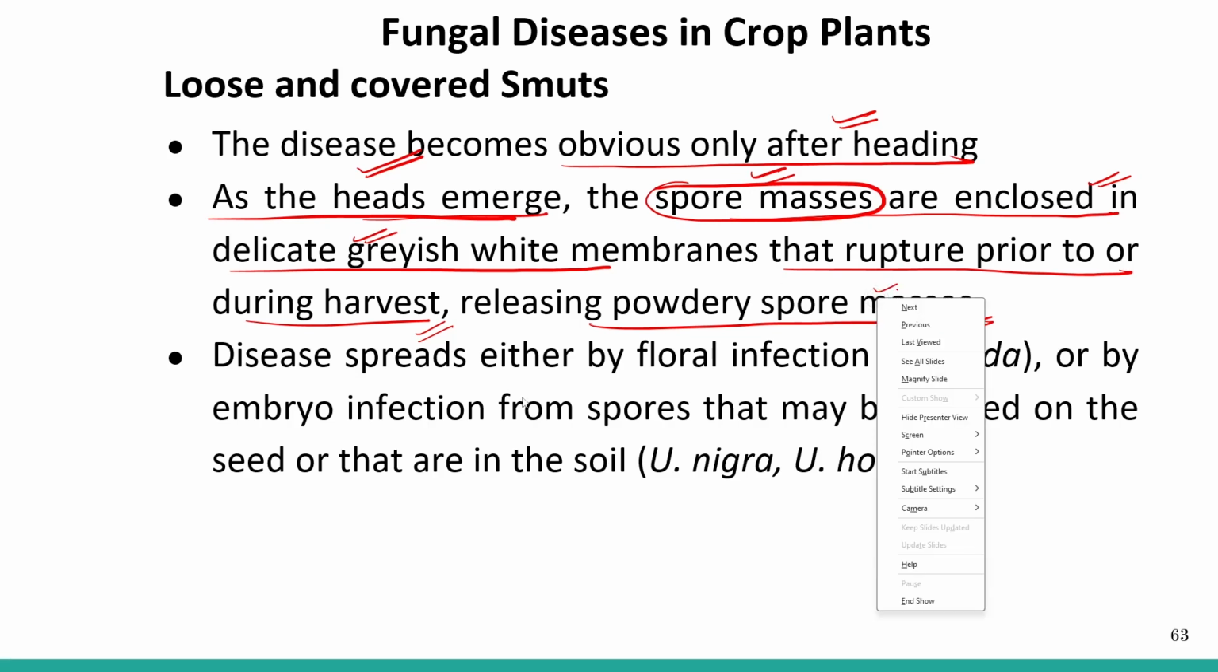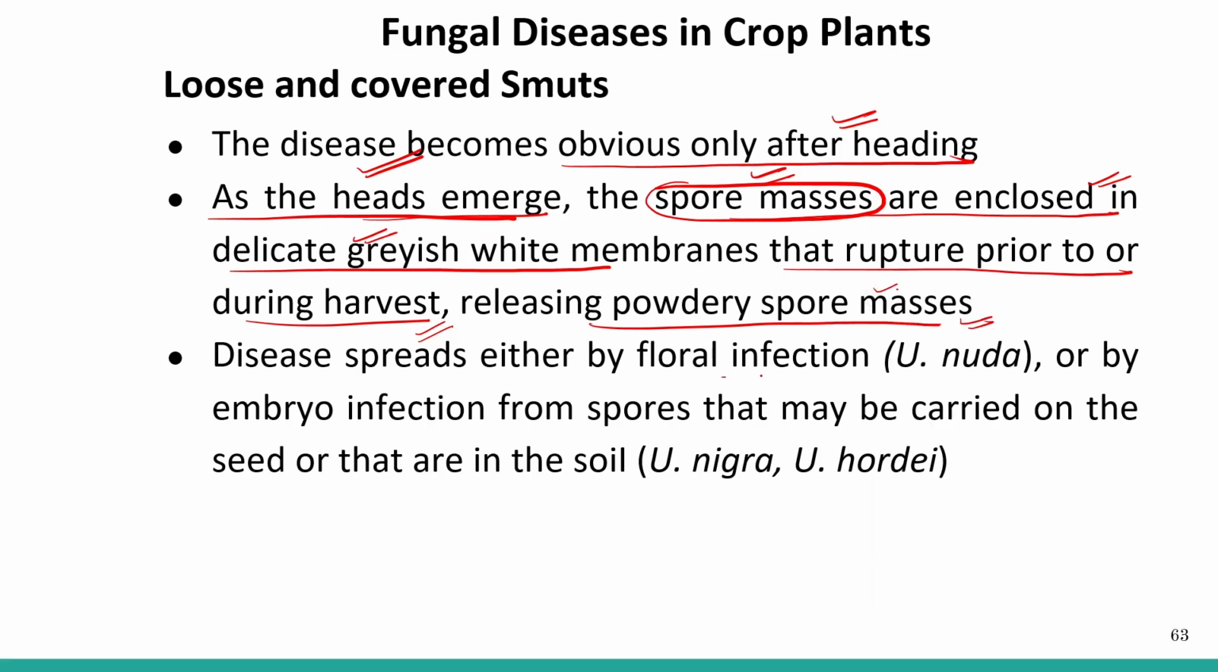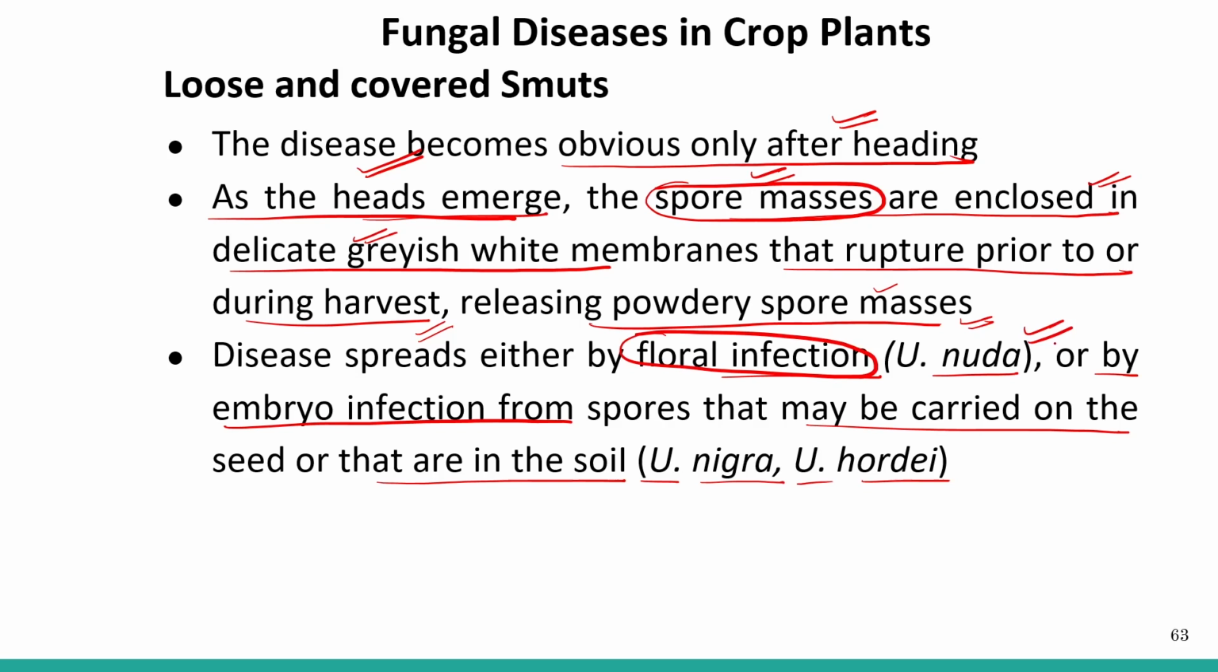Disease spreads either by floral infection, that is Ustilago nuda, or by embryo infection from spores that may be carried on the seeds or that are in the soil, that is Ustilago nigra and Ustilago hordei. Right? So floral infection is seen in Ustilago nuda, whereas embryo infection from the spores, that is, where the seeds are infected, is seen in Ustilago nigra and Ustilago hordei.